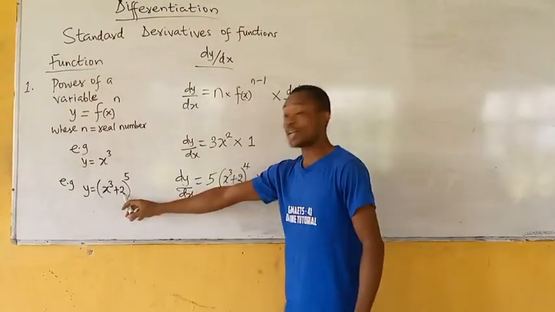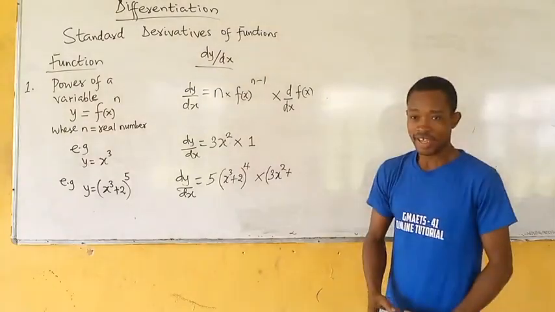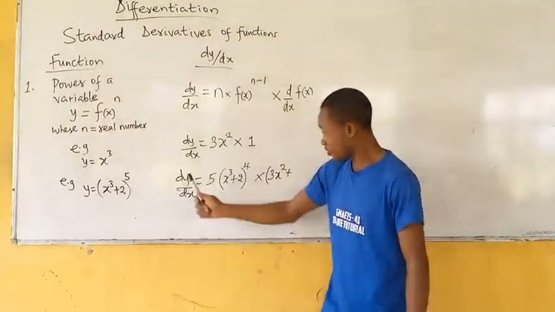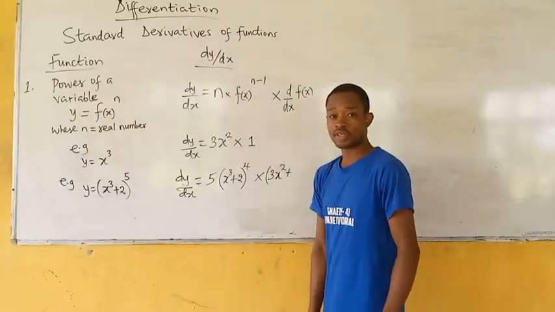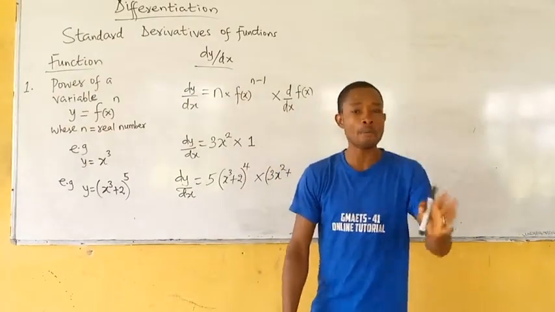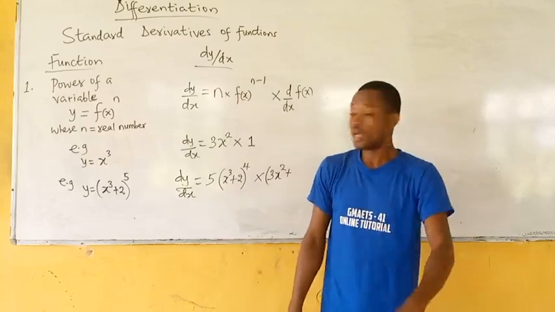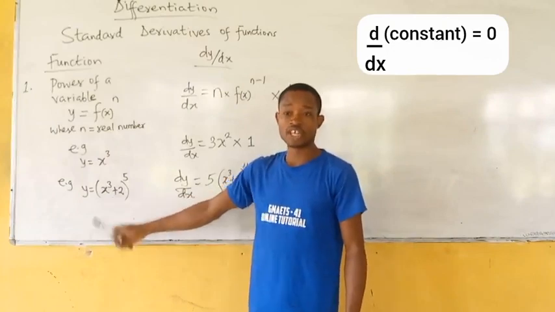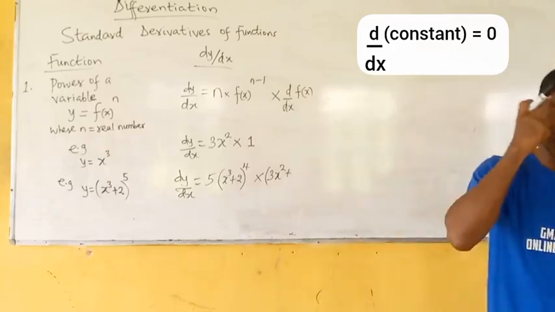You come to this one and differentiate. This is what? 2. Is there any x there? Remember, you are differentiating this y with respect to what? X. Anything, whether it is an alphabet or a number, that does not have that x you are differentiating with respect to, that guy is taken as a constant. And if you differentiate a constant, it's always 0. Put that in your brain now.